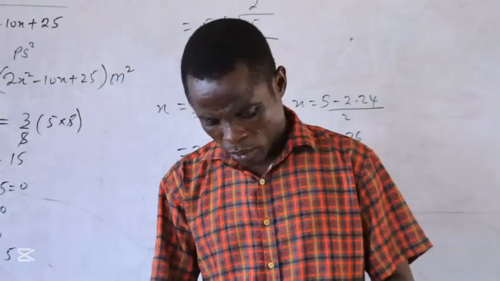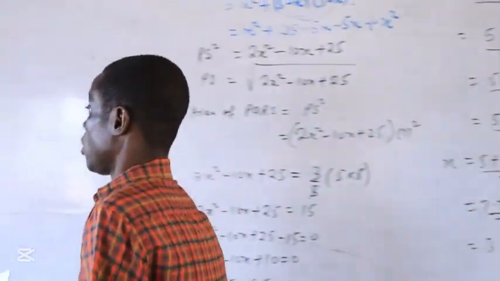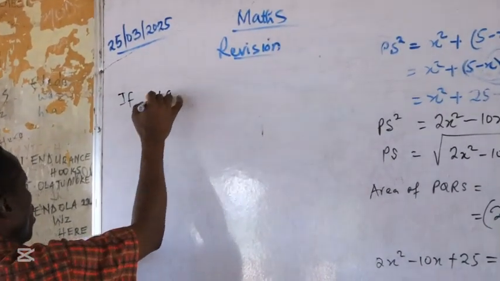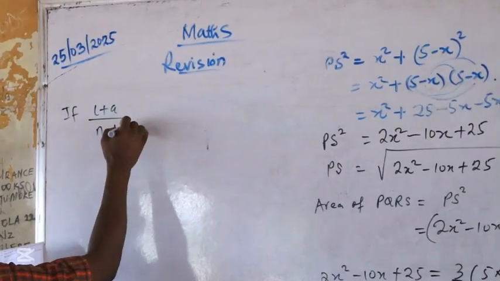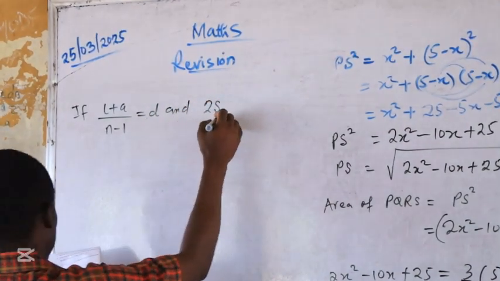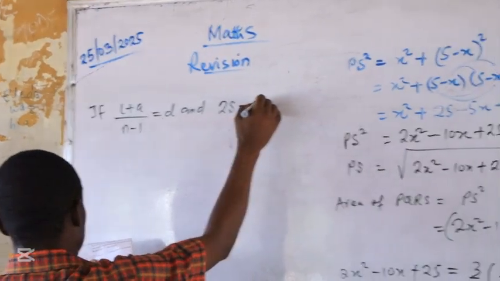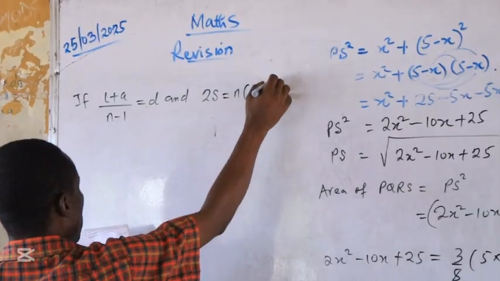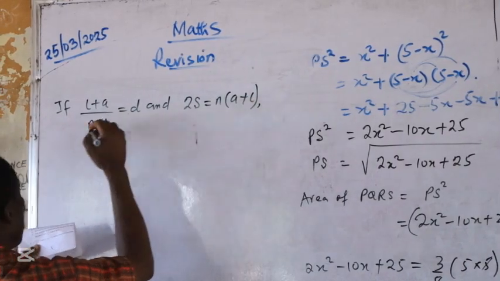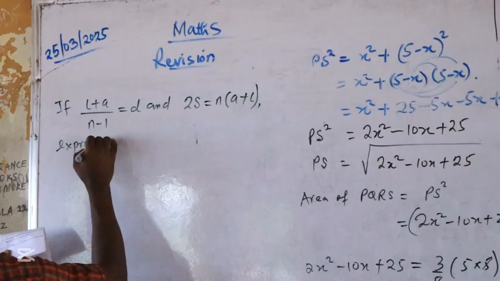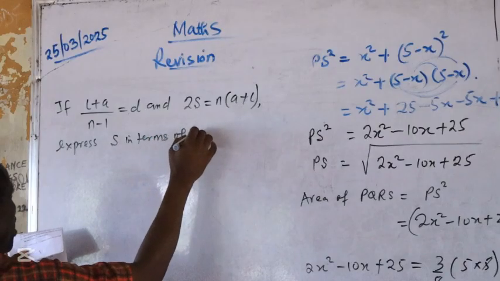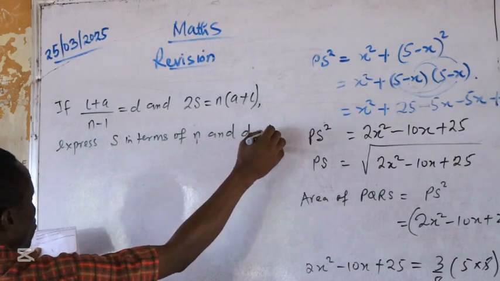Okay, that is 7b. If (L + A)/(n - 1) = d and 2S = n(A + L), express S in terms of n and d only.